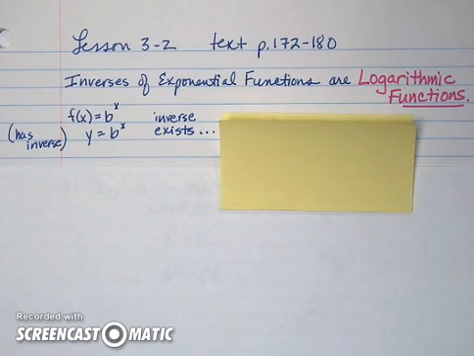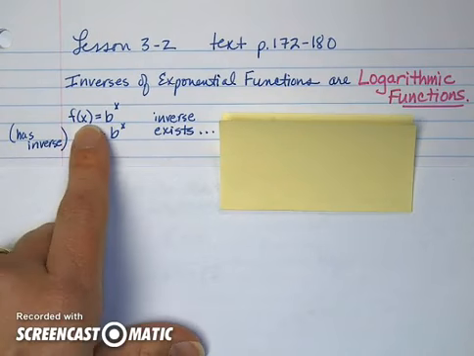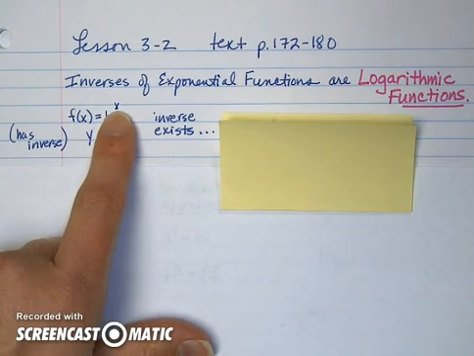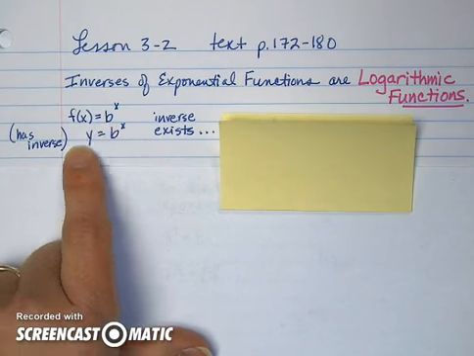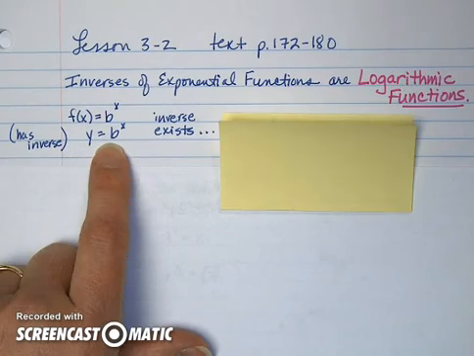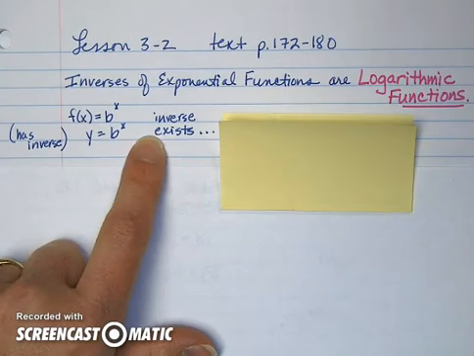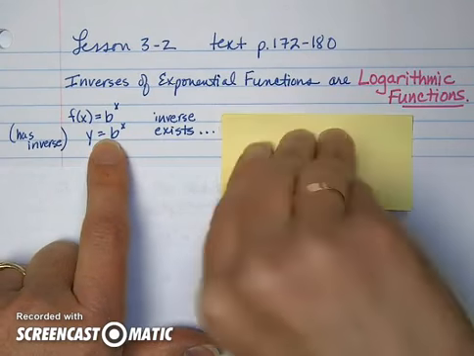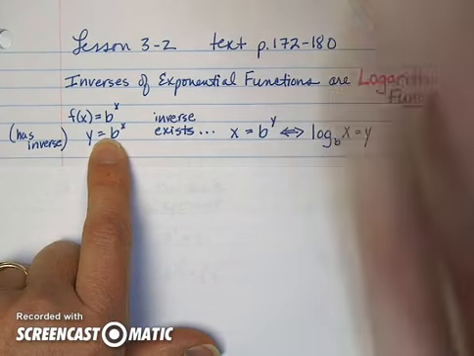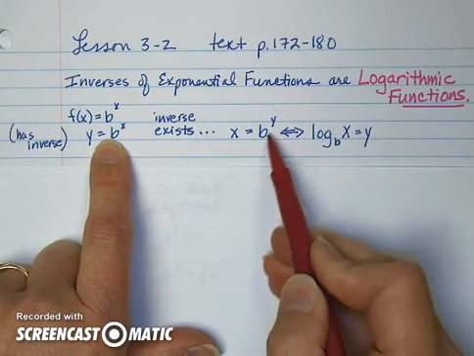If you'll remember from Section 1, we had the exponential where the exponent had the variable, and the b would be the base. We could also write the function as y equals b to the x. And remember, it has an inverse if it passes the horizontal line test, and the exponential functions did. So if it has an inverse, that means you can flip the x and the y. When you do that, you have x equals b to the y.